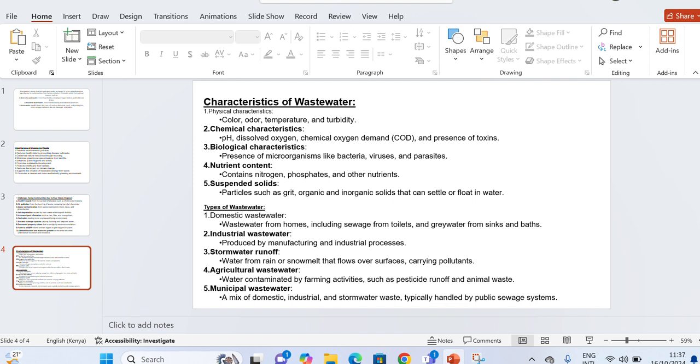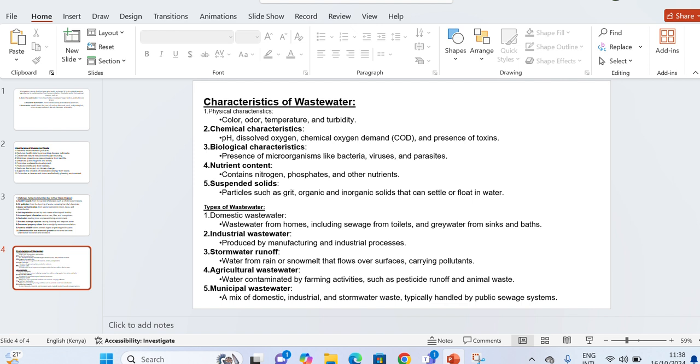And that one will be biological characteristic. This is the presence of microorganisms like bacteria, viruses, and parasites. The fourth one will be nutrient content. These contain nitrogen, phosphate, and other nutrients. And the last one in that characteristic will be suspended solids. Solid particles such as grit, organic and inorganic solids that can settle. These are the particles that can flow or can go under the system where this sewage is being stored.